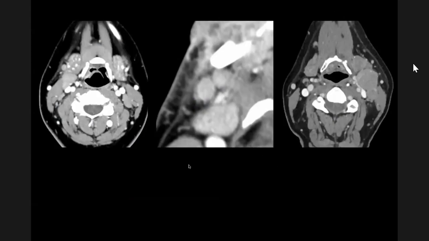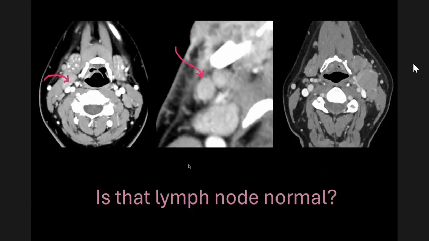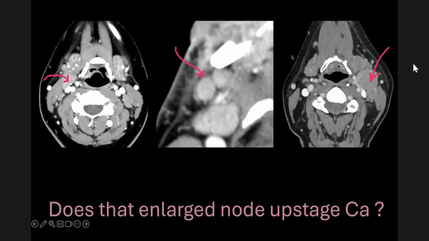So I'll start my talk by showing three cases. On the first case on our left-hand side, I'm showing this lymph node, and I'll be wondering which level lymph node that is. On the second picture in the middle, we look at that lymph node, it looks small, but we are left wondering, is that lymph node normal or abnormal? And then we have this lymph node on our right-hand side, and we wonder, does that enlarged lymph node upstage cancer or not?